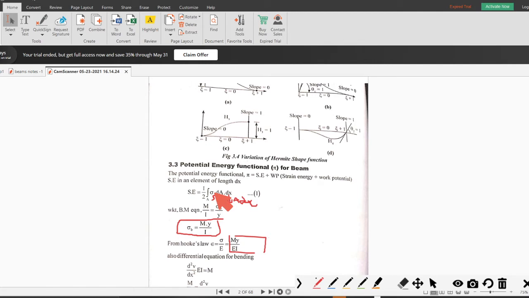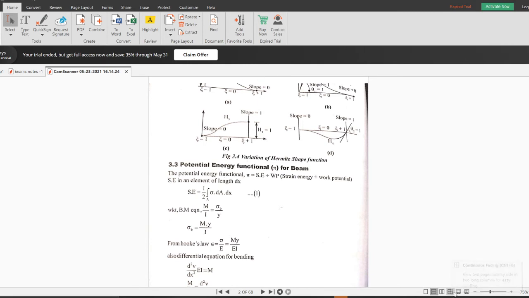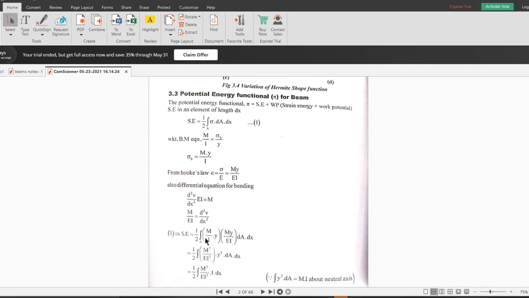So the strain term was missing earlier. Strain energy is sigma into epsilon into dA into dx. Sigma is equal to M into y by I, and epsilon is equal to My by EI. We substitute these two values in the strain energy equation: My by I into My by EI into dA into dx. If you multiply these two, M square y square by EI square will be there, so M square by EI square into y square dA into dx as usual.